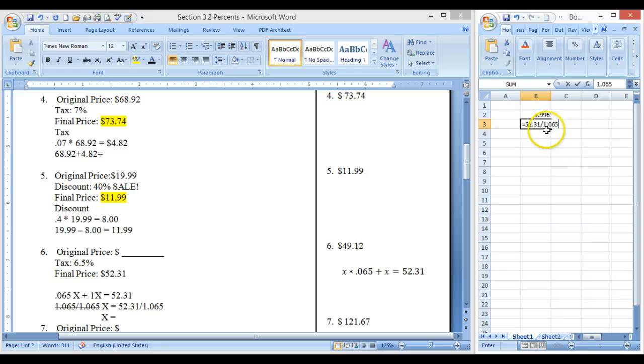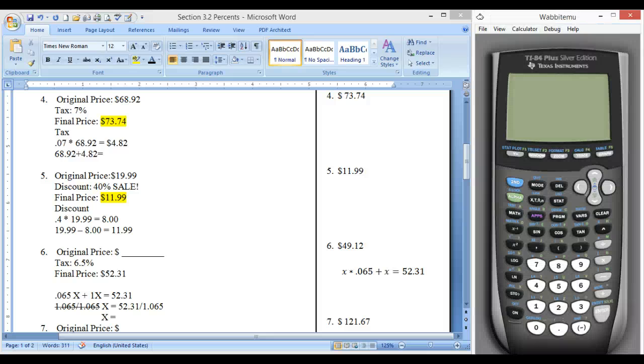5231 divided by 1.065, or we could come in here to the calculator, clear that out, and get 5231 divided by 1.065. There we go. Either way, it gave me the answer of 49 point, and then we round to the nearest penny, so that's 12 cents. $49.12. And that was the original price. And we can always go back and check that by following the same procedure we did in number 4, multiplying this by the percent, so times by 0.065, and then we add it to the original price, which was $49.12, which gave me $52.31.